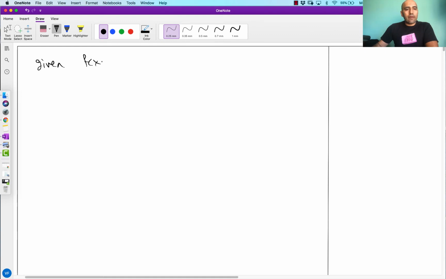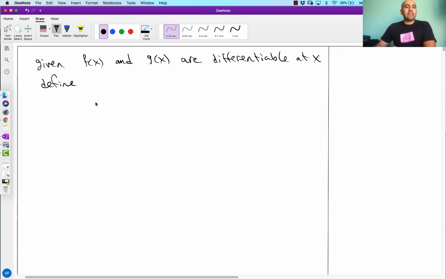Given that f of x and g of x are differentiable at x, let's define this new function w of x to be equal to f of x plus g of x. Okay, so it's a new function defined to be the summation of these two given functions, and we know that those two functions are differentiable at x, their derivative exists. Okay, so now let's find the derivative of this w function. Find w prime of x, the derivative of this new function.